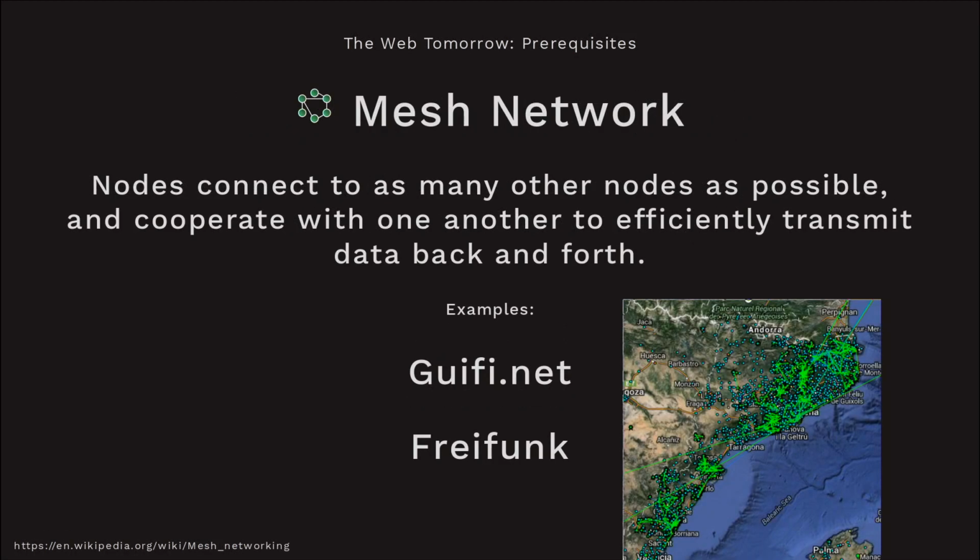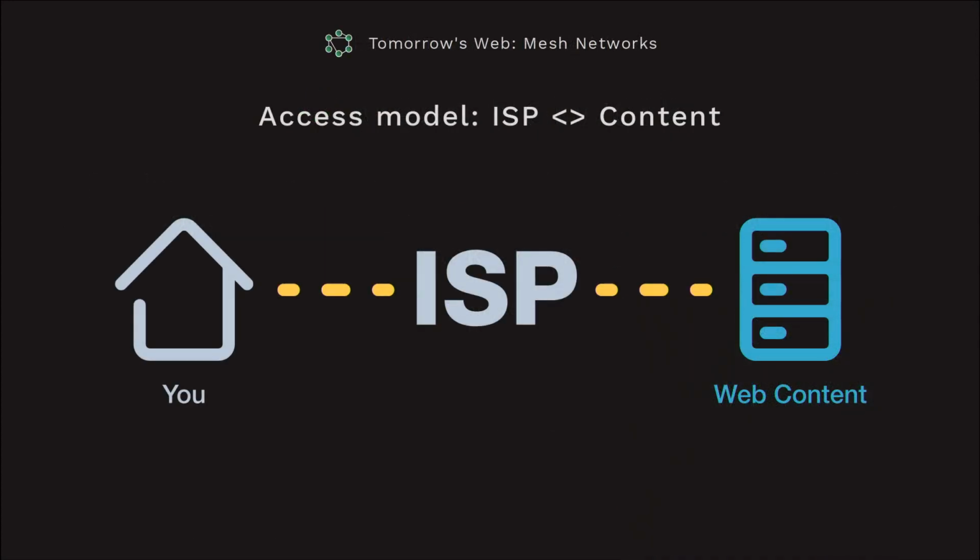And last is the concept of a mesh network. Members of a mesh network, also called nodes, connect to as many other nodes as possible and cooperate with one another to efficiently transmit data back and forth. That map there is an example of a mesh network, and that's Geophysics in the south of Spain. Now let's take a look at a couple of models to see how mesh networking works in practice.